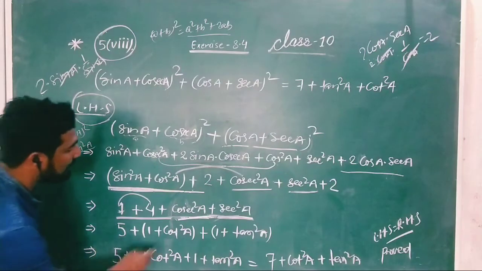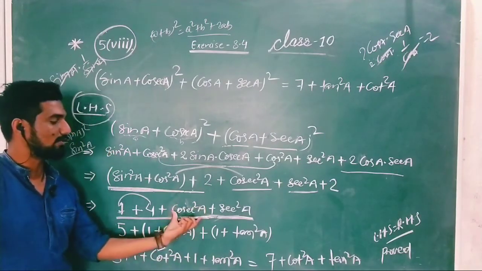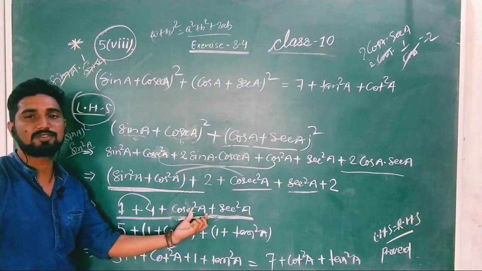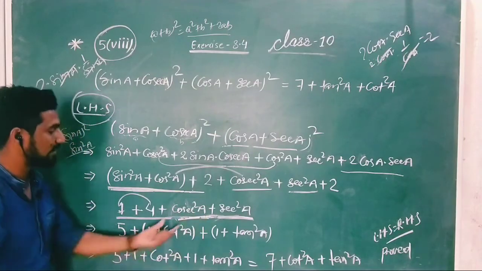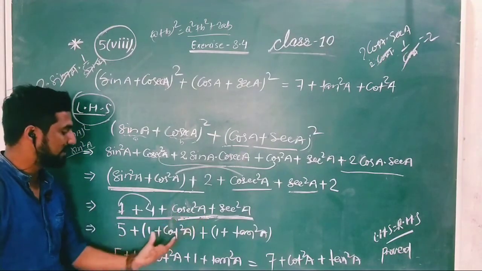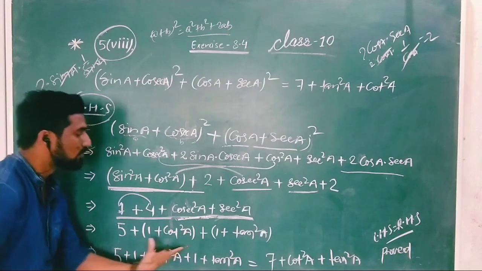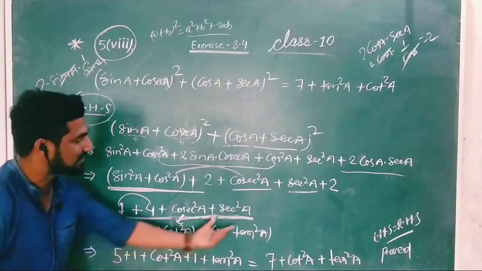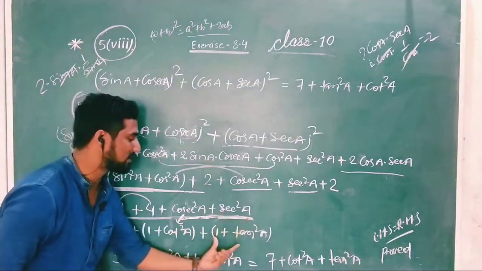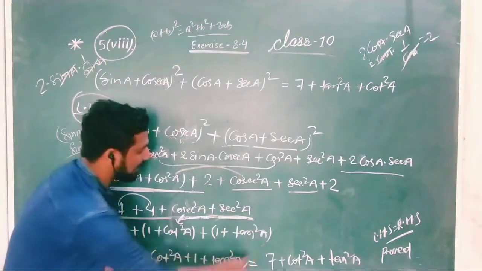After adding this, we'll write in this formula's form. Cosec squared A can be written as what? And everybody knows it: cosec squared A can be written as 1 plus cot squared A. So I have just written here this term, and the sec squared A also can be written in the same form, 1 plus tan squared A. So I have just written here.